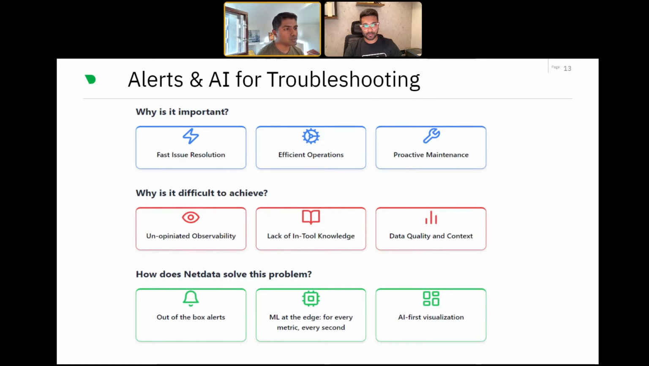Similarly, how much information and knowledge does the tool package into itself, right? And it needs to do this in an intuitive way as well. You don't want to read walls and walls of text, but does the tool provide some information in terms of what is this metric, right? What does it mean when this metric is high? What does it mean when it's low? What is the expected value, right? What is abnormal? What is an anomaly? All of this information needs to be packaged into the tool, and this is not an easy thing to achieve.